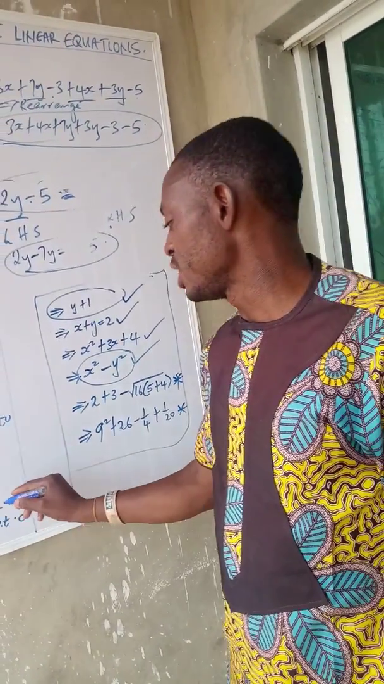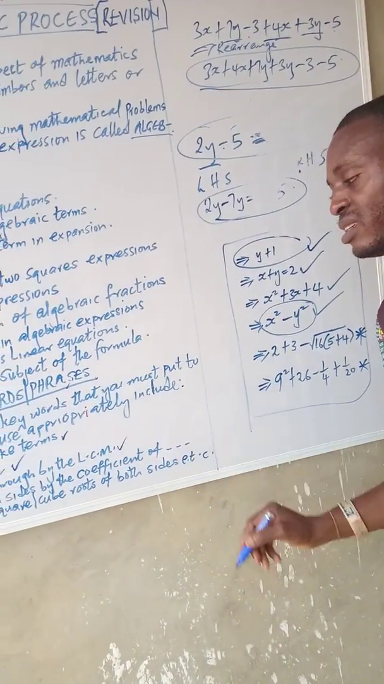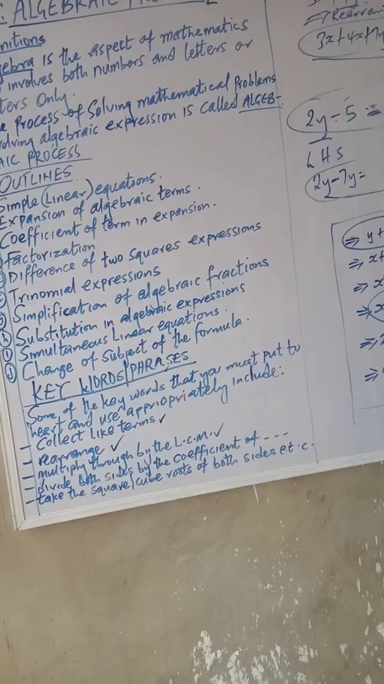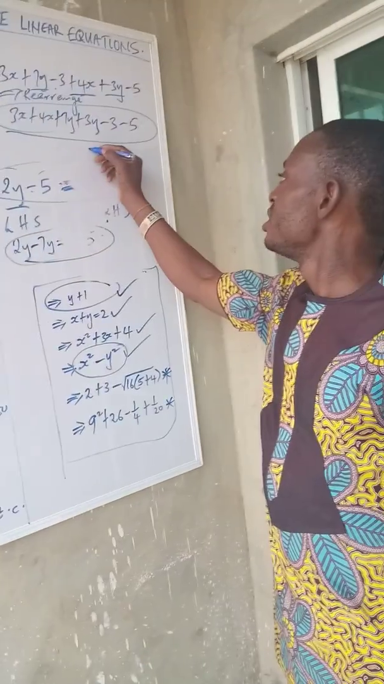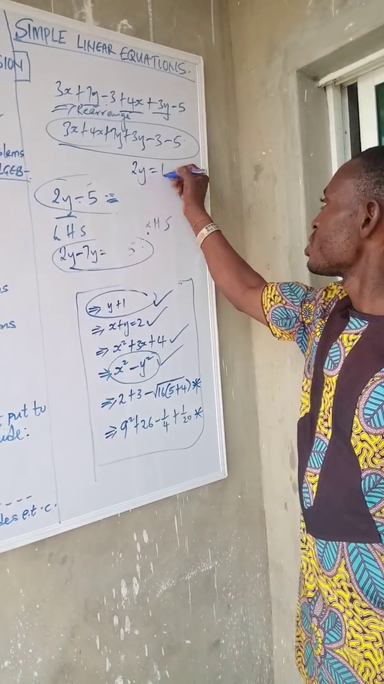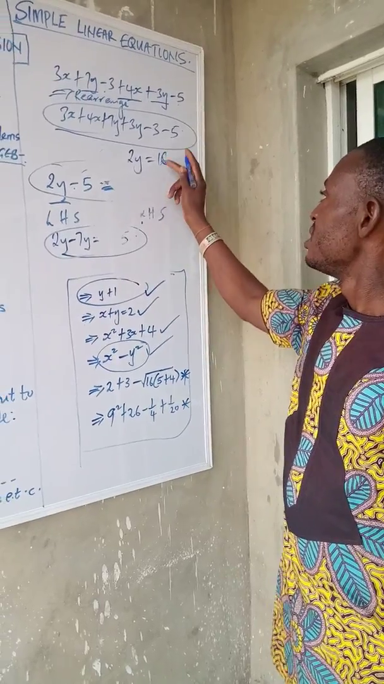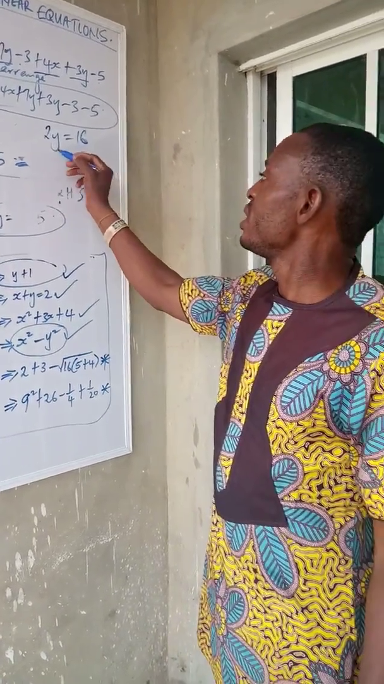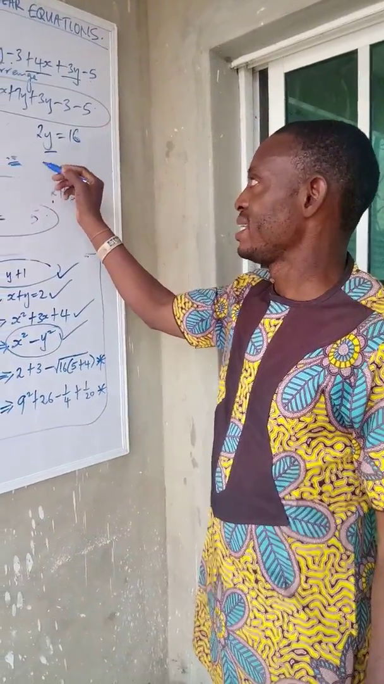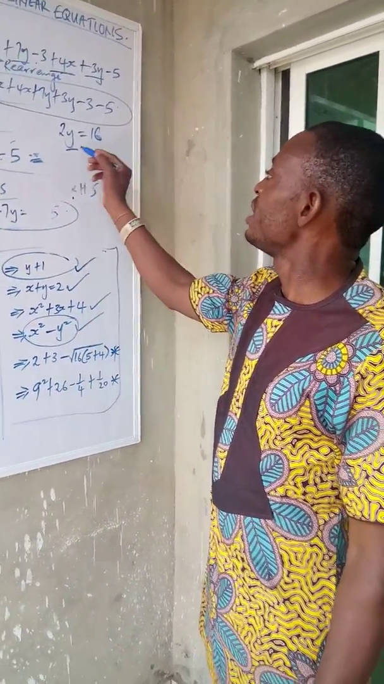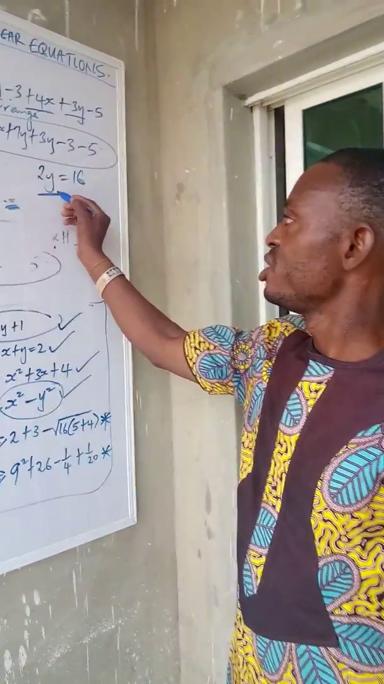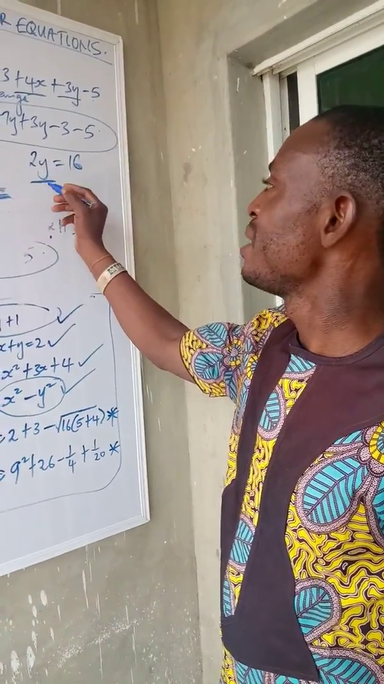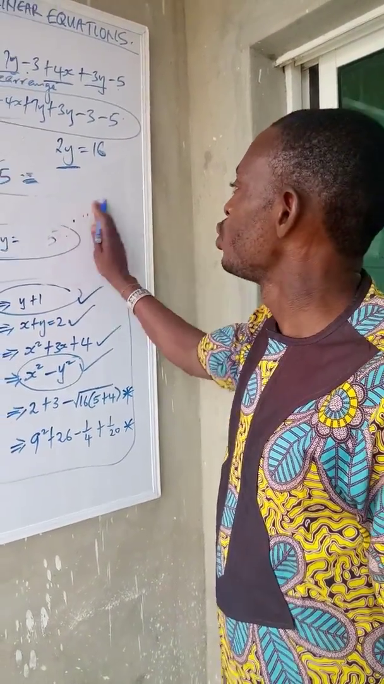Now, divide both sides by the coefficient of something. In this case, you will have an expression like this, maybe 2y is equal to 16. Very, very simple, but you want to get an answer for y, not for 2y. So this one can never be your final destination. So what you do is you divide both sides by the coefficient of y, which is 2.